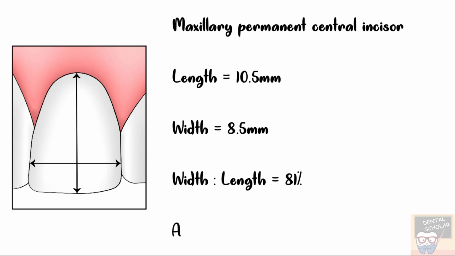So the correct answer of this question is option C, that is 80%. Let's now go to the next question. Question number 4. Mesiolingual developmental groove is seen in. Now, since we have already discussed the mesiolingual developmental groove, I hope you already know the answer. Still, let's see the options.